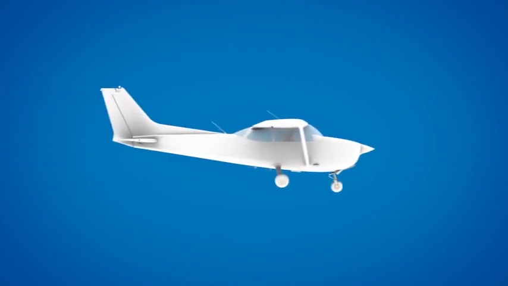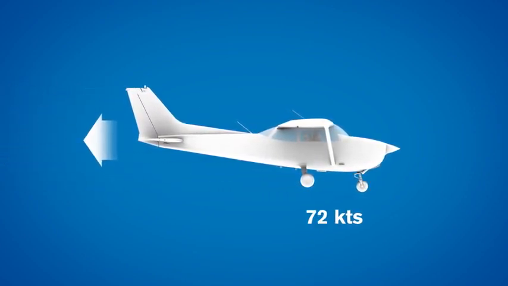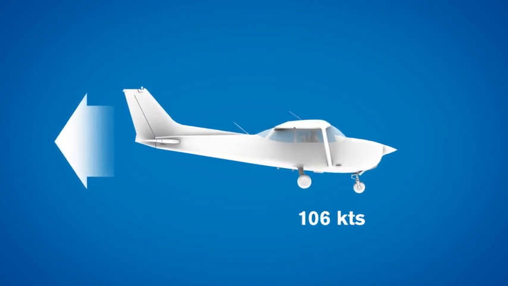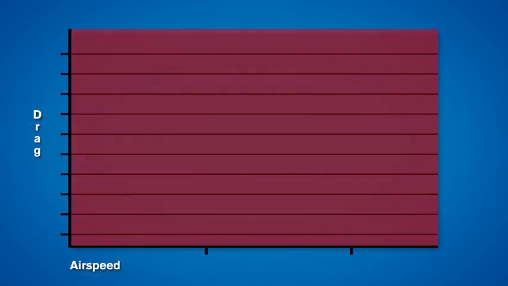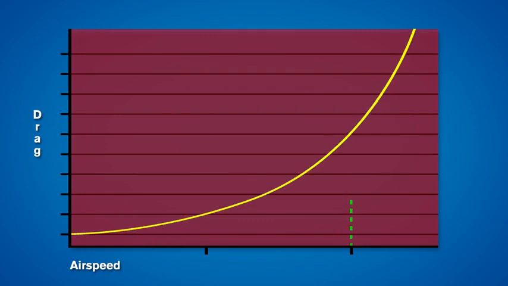The amount of parasite drag varies with the speed of the aircraft. As the airplane's speed increases, the amount of parasite drag will also increase. In fact, the amount of parasite drag you experience is directly proportional to the square of the airspeed. For example, an aircraft traveling at 120 knots will experience 4 times as much parasite drag as the same plane going 60 knots at the same altitude.